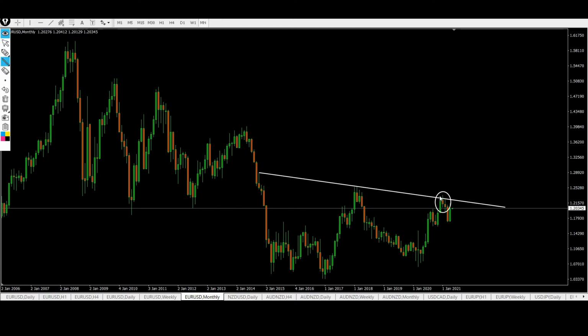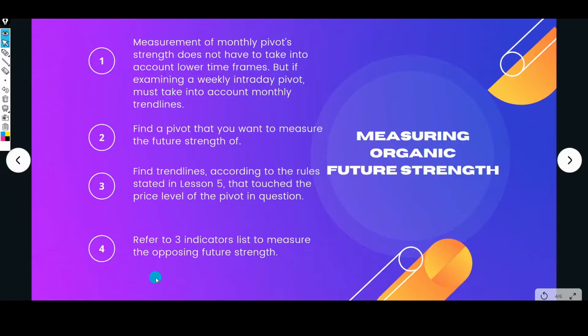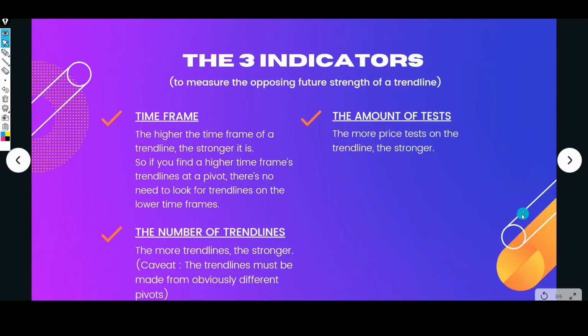Okay, so for this pivot, there's actually only one trend line that's coming in contact with it on this monthly chart. So let's go on to number 4. Refer to the 3 indicators list to measure the opposing future strength. So let's go back to that indicator list.